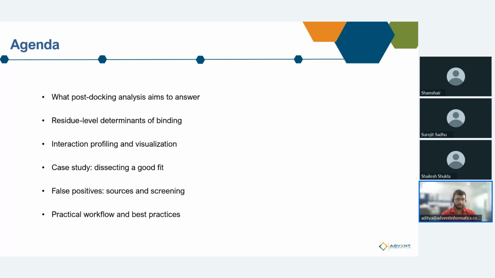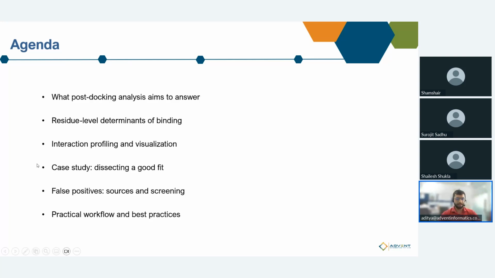Okay. Moving forward to today's agenda, where we are going to do post-docking analysis, what are the things that we are going into? Firstly, we'll understand what post-docking analysis aims to answer. What is the meaning of it? And then, continuing with residue-level determination of binding, what kind of binding and non-binding interactions are there, their significance, all those things. We'll also see interaction profiling and the visualization options we have.